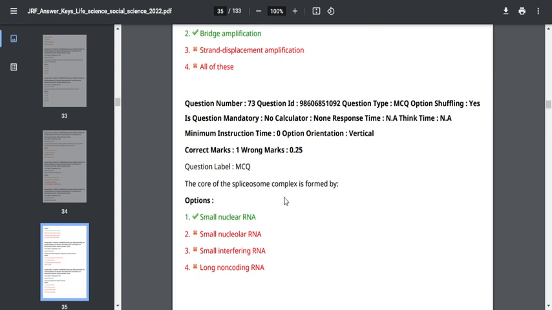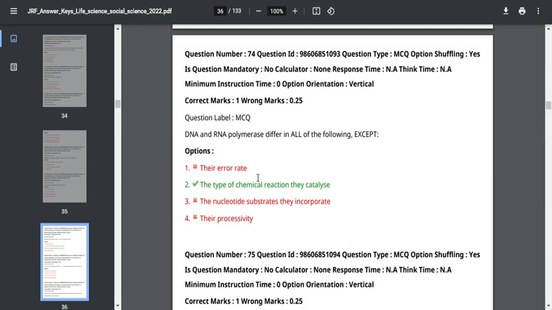Next, the core of the spliceosome complex is formed by snRNA. It is not snoRNA. SN means small nuclear RNA. It is present in the spliceosome complex, whereas if you are given small nucleolar RNA, it is the wrong option, because SNO is different from SN. DNA and RNA polymerase differ in all except.